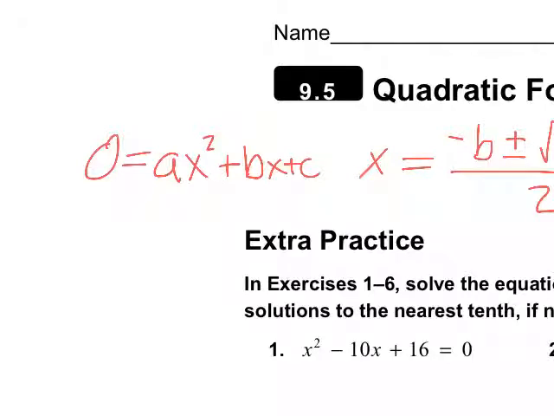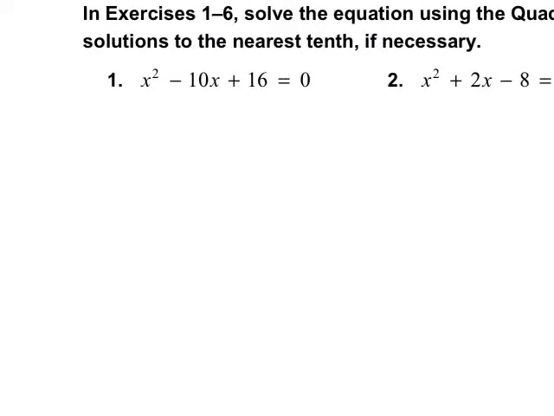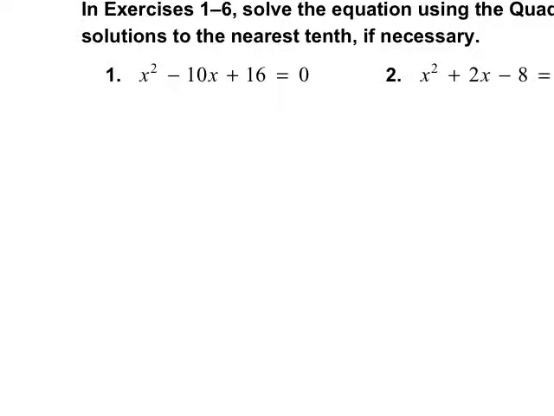Okay, so let's go ahead and do number 1 together. So we see it has an equal 0, so I can go ahead and identify a, b, and c. A is the imaginary number next to x squared. That's a 1. B is the number next to x. That's negative 10. And c is a number back there with no variable. That's 16. Okay. So now let's go ahead and plug it into our formula.